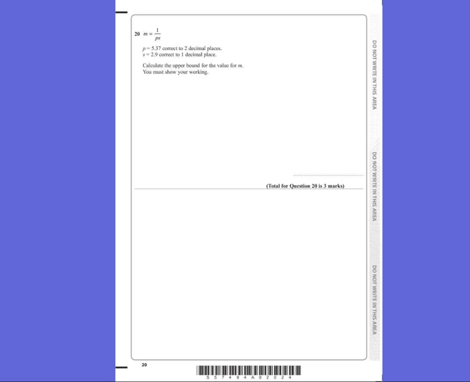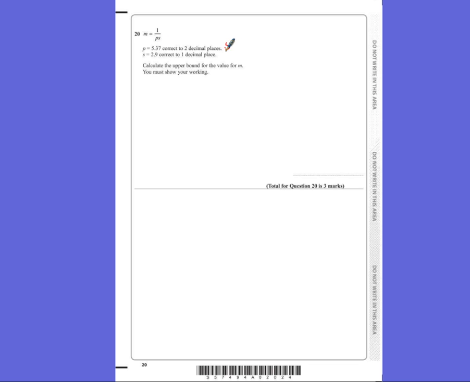Question 20. M equals 1 over PS. P is 5.37 correct to 2 decimal places, and S is 2.9 to 1 decimal place. Calculate the upper bound for M. So to work out an upper bound, we would need the 2 lower bounds for these, because dividing by a smaller number gives us a bigger answer.